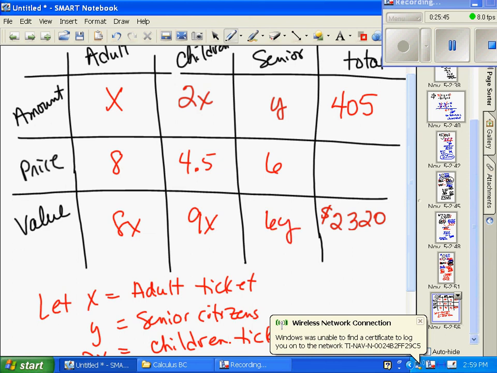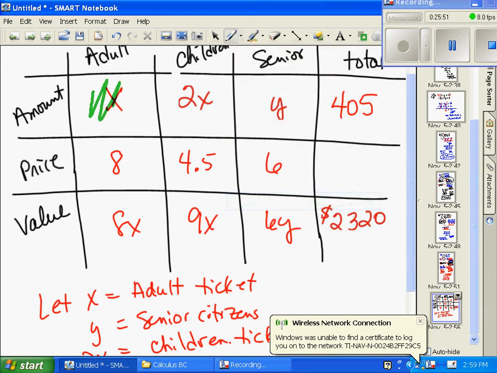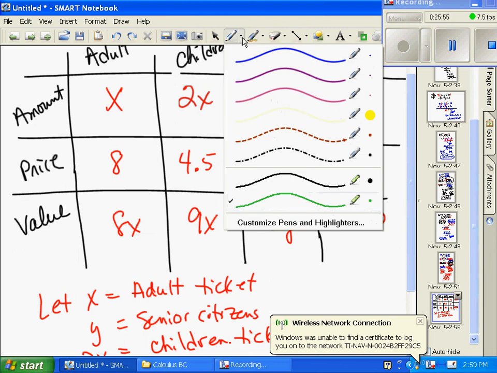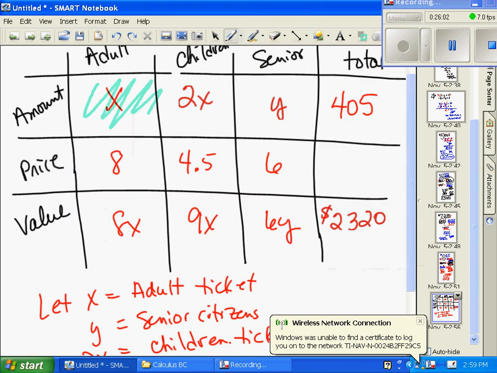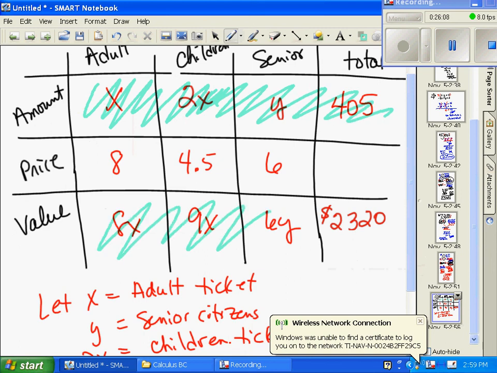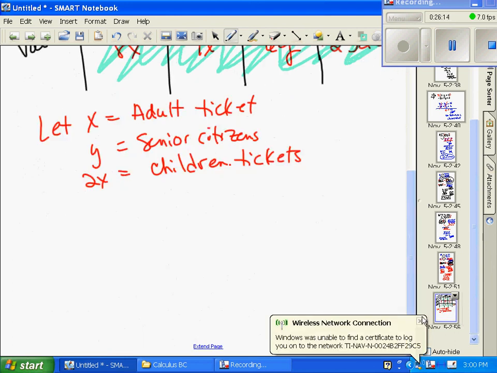Now, where are my equations? Just like what we had before. Is this a highlighter? No, that's not. See if I can find my highlighter that I like to use. I don't know, that looks kind of dark. These two are my equations, these two rows. Okay? So here's my equations.